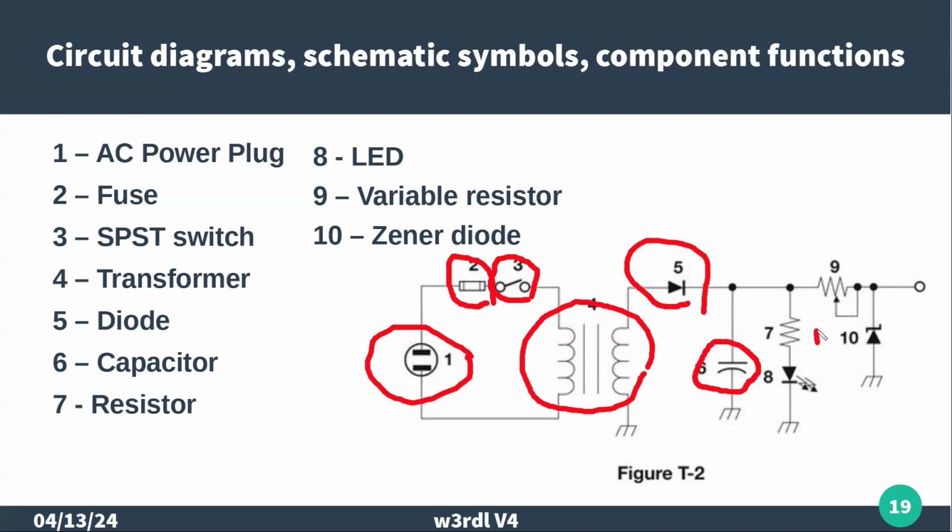We got number 7, which is a resistor again. Number 8, remember, is our LED. So it's a diode symbol with the little arrows showing light coming out.